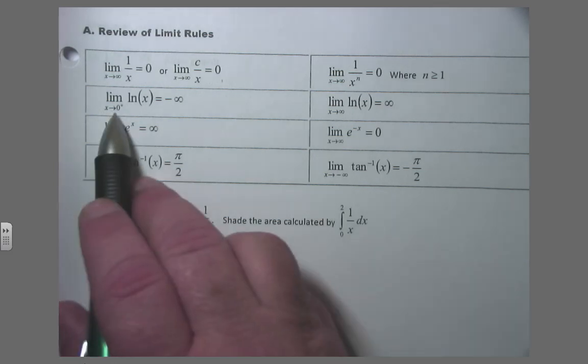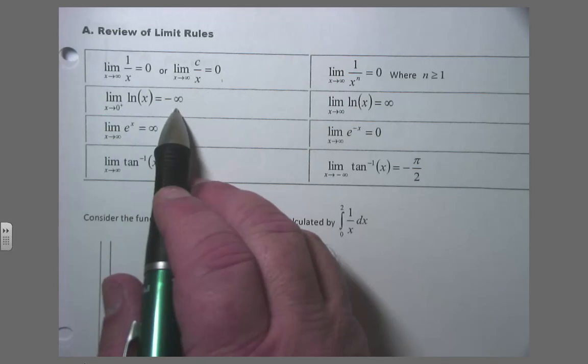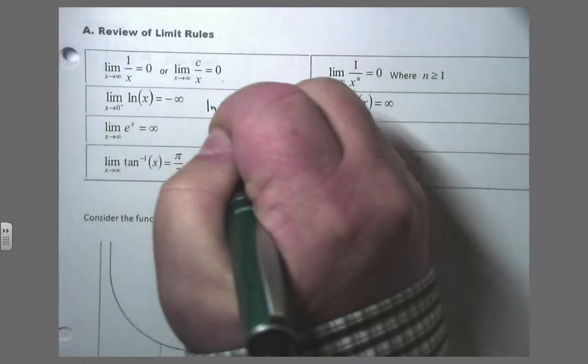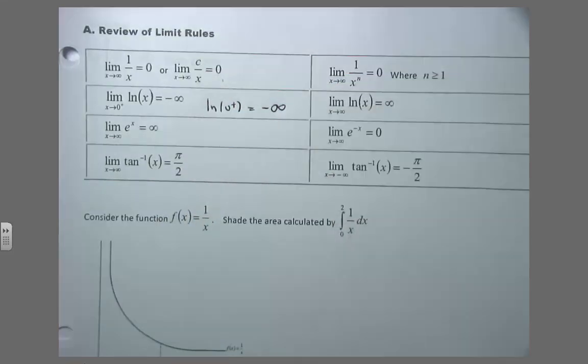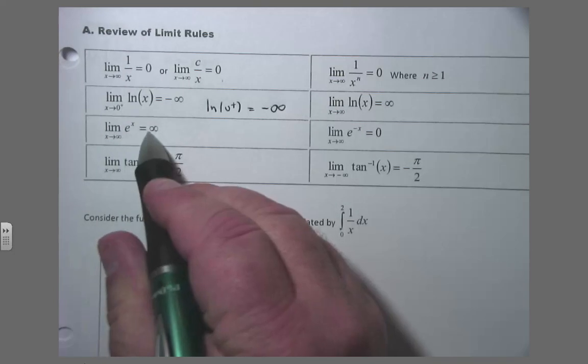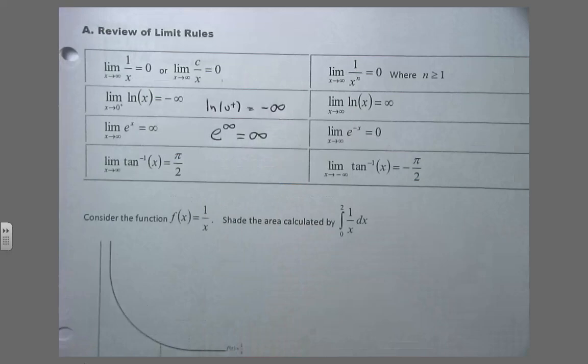Some other ones. When I take the limit as x approaches 0 on the plus side of the natural log of x, I get negative infinity. If you look at the graph of that, as you approach the y-axis, the natural log of x drops straight down. So things you need to remind yourself: the natural log of 0 is equal to negative infinity. The limit as x approaches infinity of e to the x is infinity. In other words, e to the infinity is actually equal to infinity.